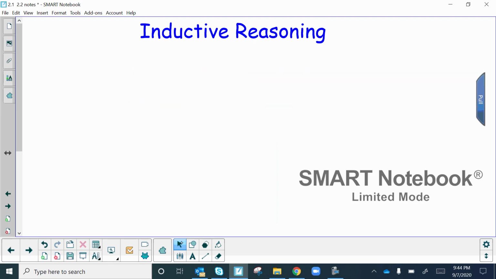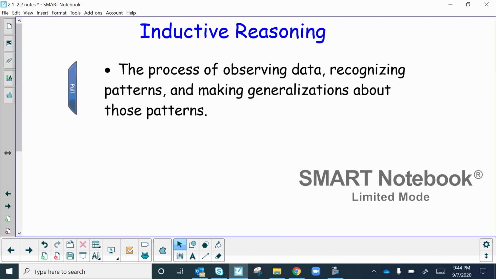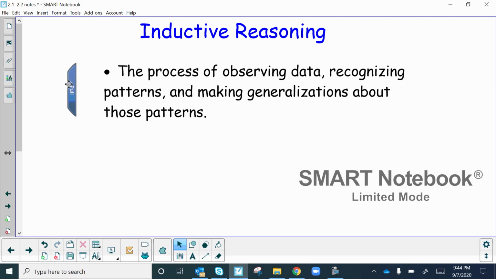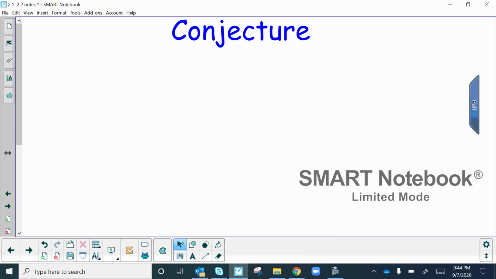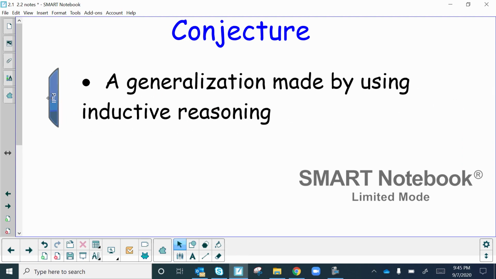So let's define what inductive reasoning is to begin with. It's the process of observing data, recognizing patterns, and making generalizations about those patterns. Okay, so that whole sentence is important. So it's a process of observing data, recognizing the patterns, making some generalizations about those patterns. Conjecture. The conjecture is the generalization that you made from using inductive reasoning.